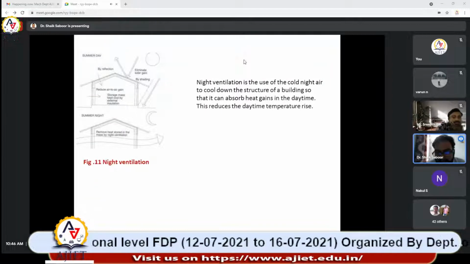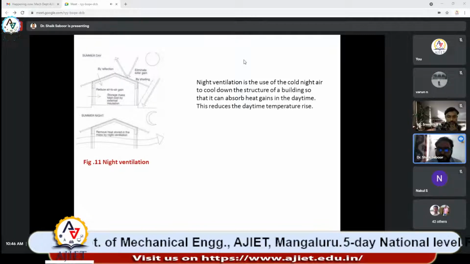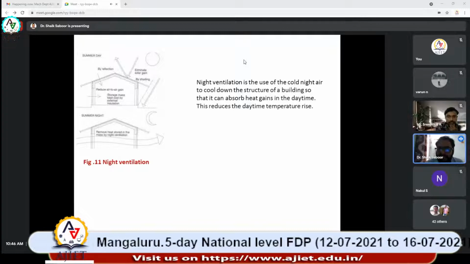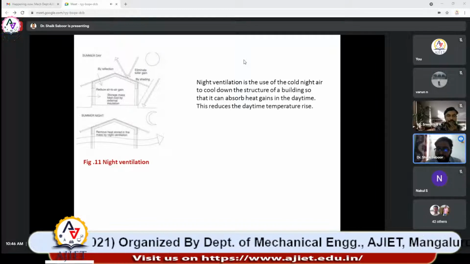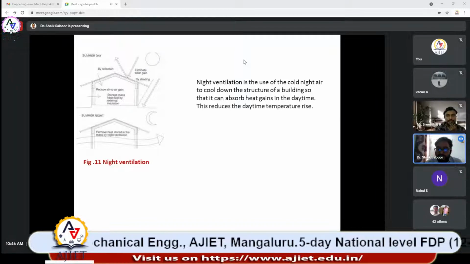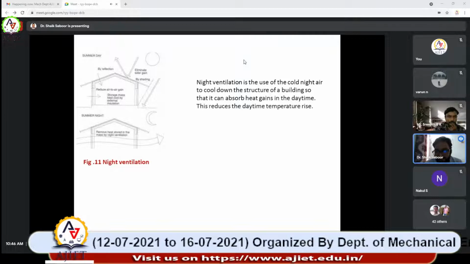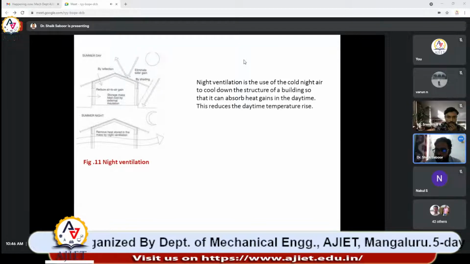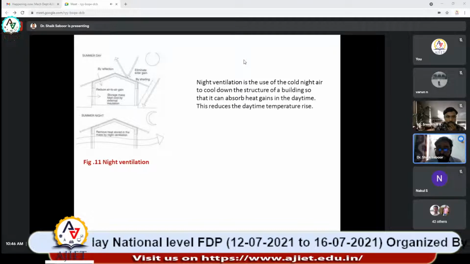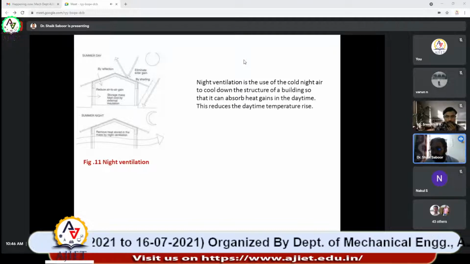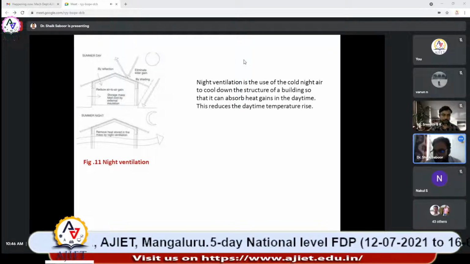We also have night ventilation. Suppose you are living in a very hot region, what you have to do is open all your doors and windows at night and allow all the building elements, especially the walls and roofs, to cool for some time. You should design a building in such a way that it will be completely cooled during night time and ready to receive the radiation during the next daytime. Otherwise, if you just close it and use it the next day, the temperature of the building elements will further increase because of the next day's solar radiation.